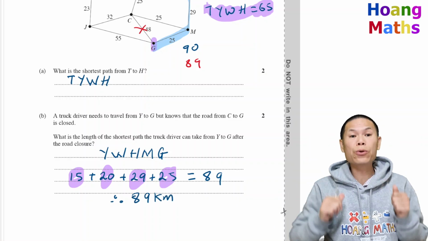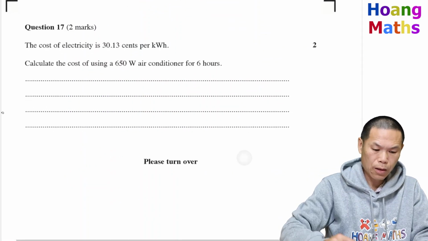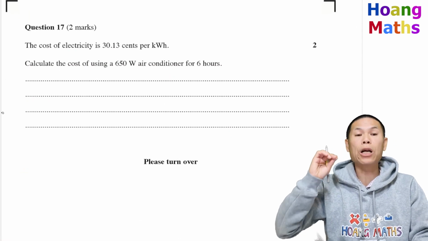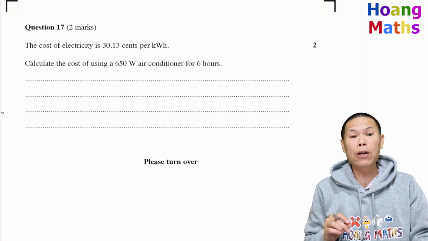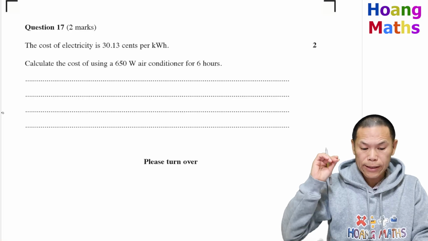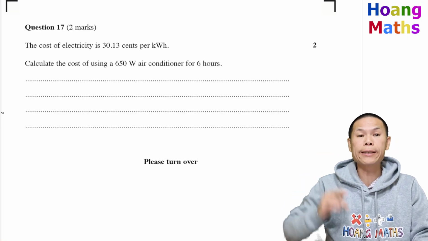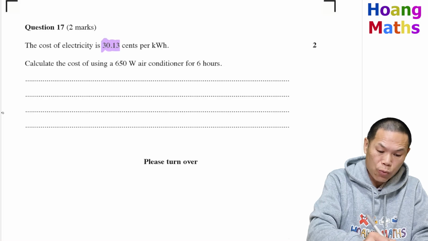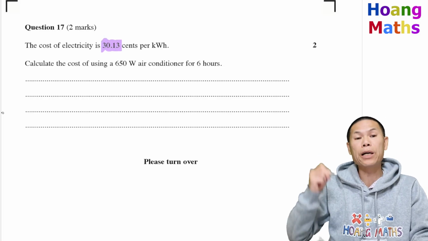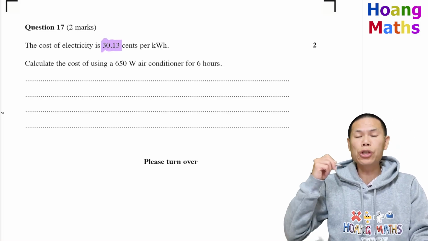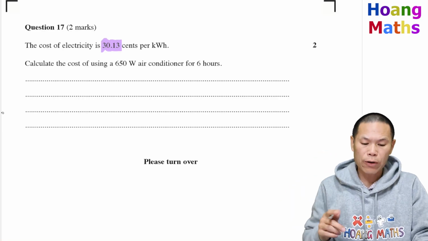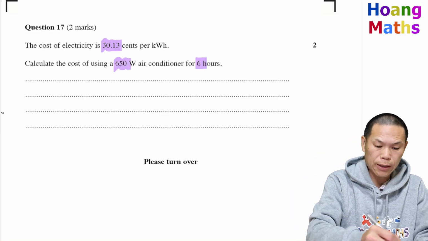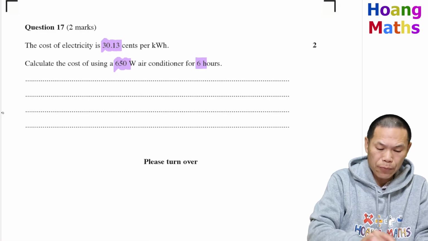There you go. Question 17. We need to calculate the cost of using a 650 watts air conditioner for 6 hours. And we know that the cost is 30.13 cents per kilowatt hour. So we just need to work out the kilowatt hours first. So we multiply 650 by 6. Let me just write this down.